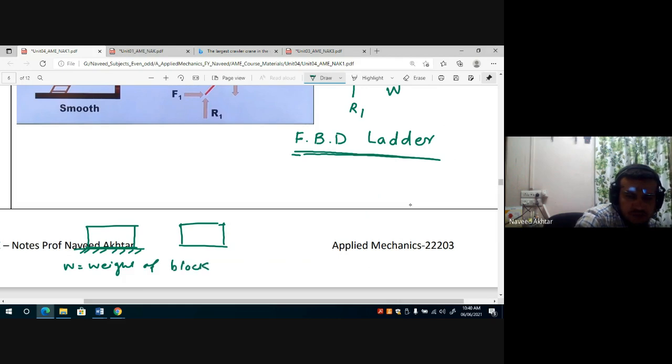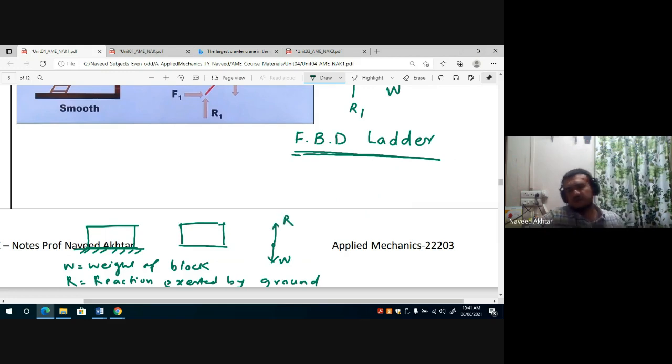And R is the reaction exerted by the ground. So what is the free body diagram of this block? That is the weight W and the reaction R. So that is the free body diagram of this block.